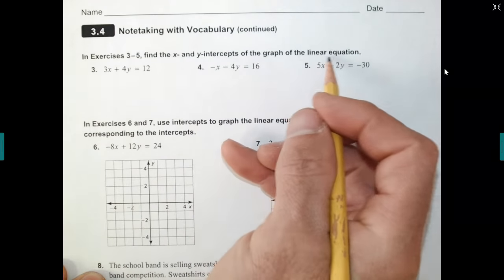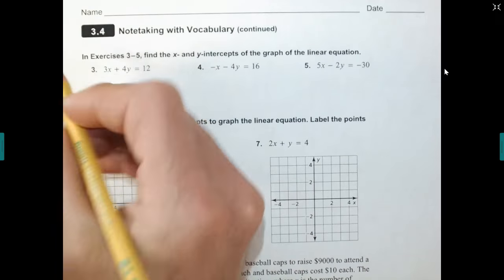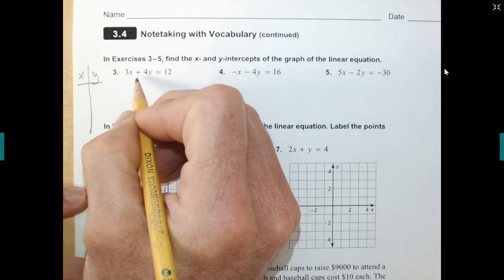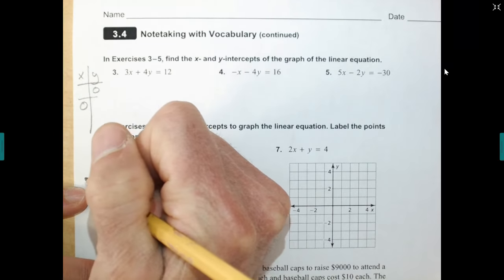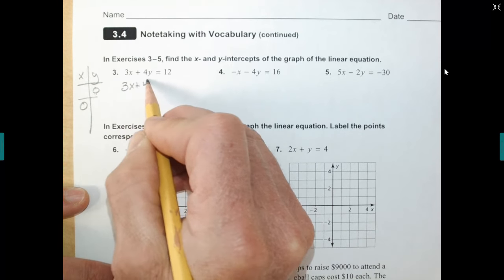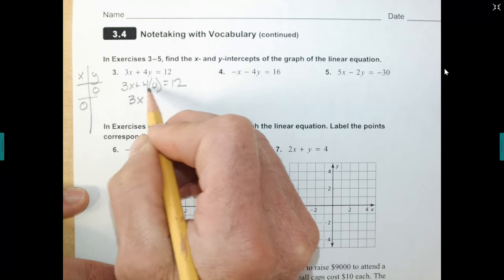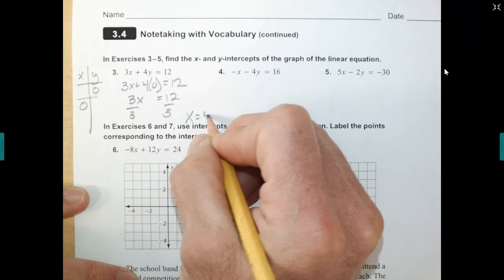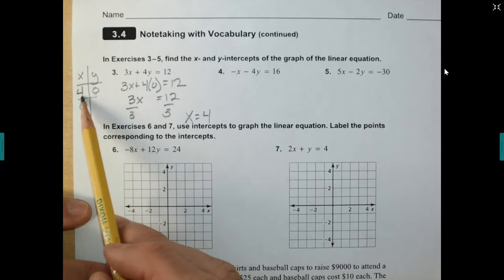Find the x and y intercepts of the graph of the linear equation. So how do I find these? Most of the time I want to just do a table. For finding my x, I need to turn my y into 0. For finding my y, I need to turn my x into 0. So what if I plug in 0 for y? Well, I get 3x plus 4 times 0 equals 12. 3x plus 0 equals 12. Divide by 3, and I have x equals 4. So there we go. My x-intercept is (4, 0).